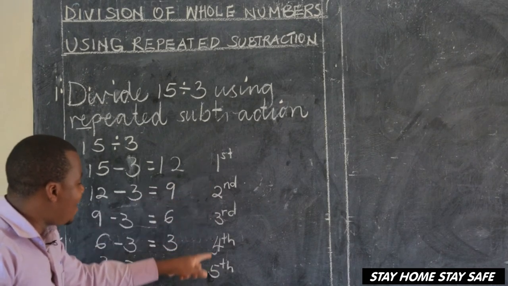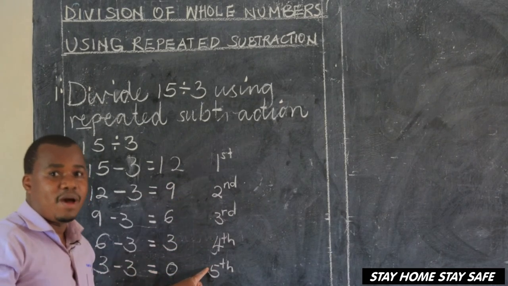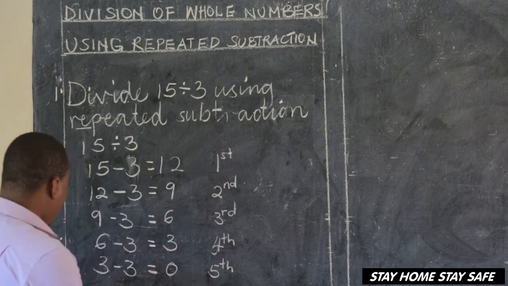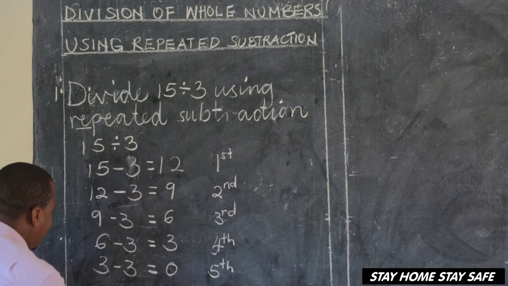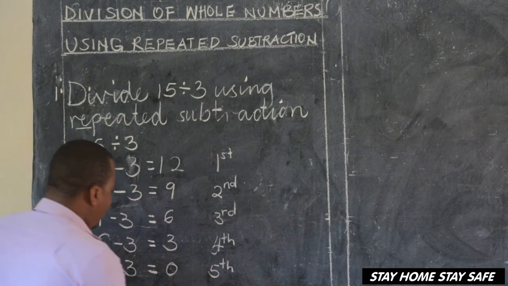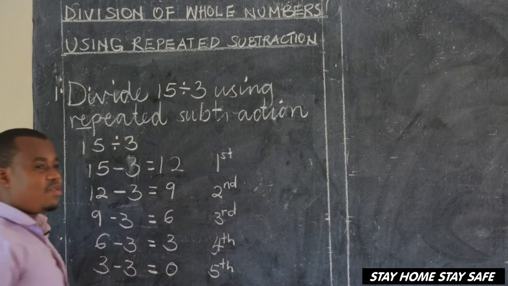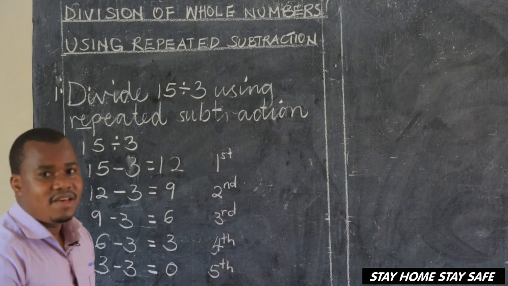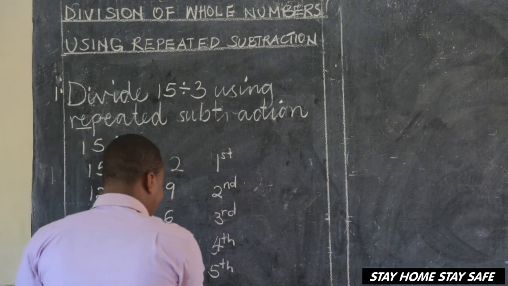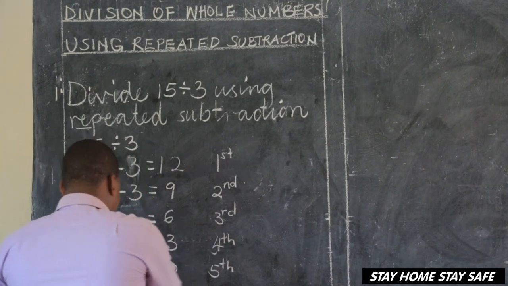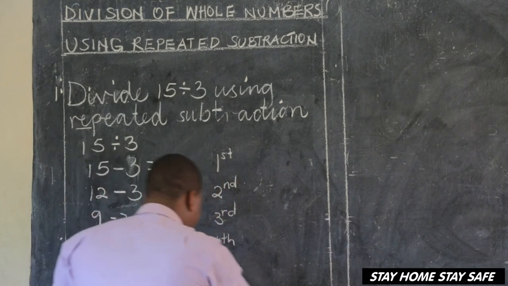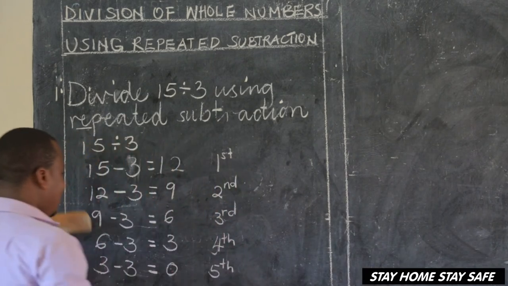So my answer is equal to the number of times I have subtracted. Then you will come here and just say 15 divided by 3 equals 5, which is equal to the number of times you have subtracted. That is how simple this kind of method is. So after getting 5, you come and underline.